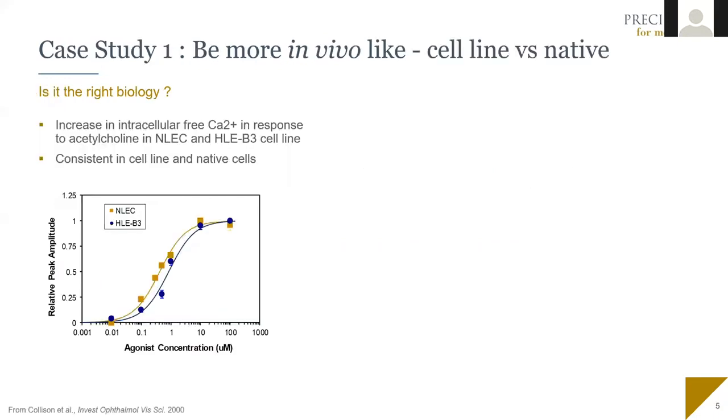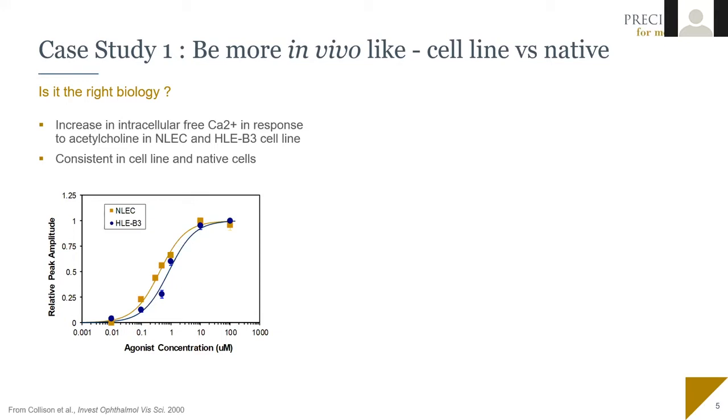So the first case study that I'm going to run through is almost a back to basics example. It's really an example of making sure that your model is telling you what you need it to tell you. And this is an example from data that was generated quite a few years ago now. And it's all about understanding whether you've got the right biology.